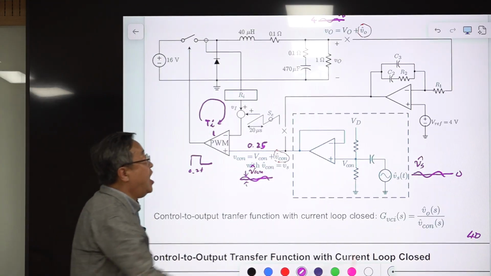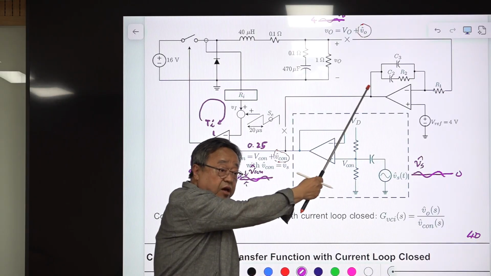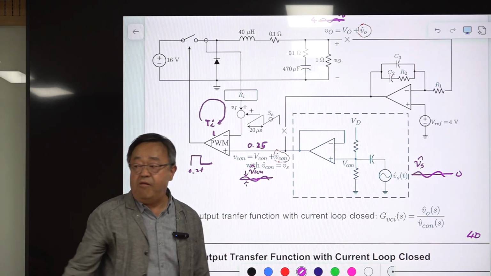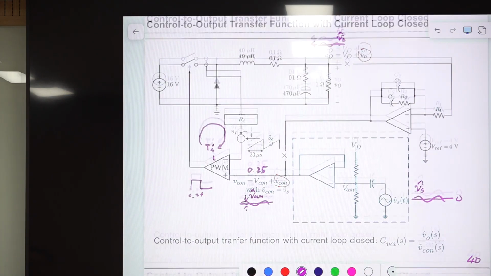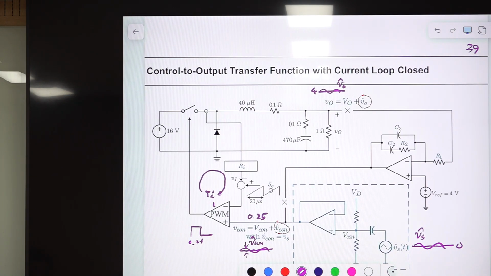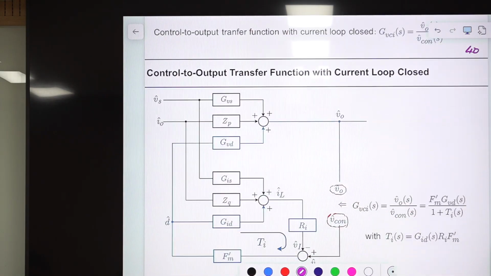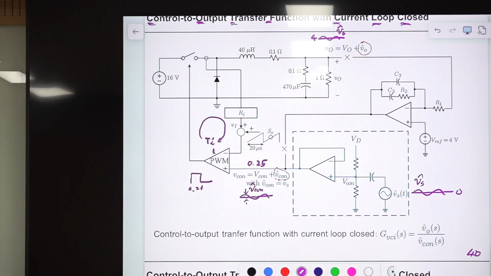Okay, so designing this part is called voltage loop design, and finding out this transfer function is the evaluation of the control to output transfer function with the current loop closed. So this is a very important transfer function. The control to output transfer function with the current loop closed is explained in this manner. And this is the block diagram representation of this circuit diagram.